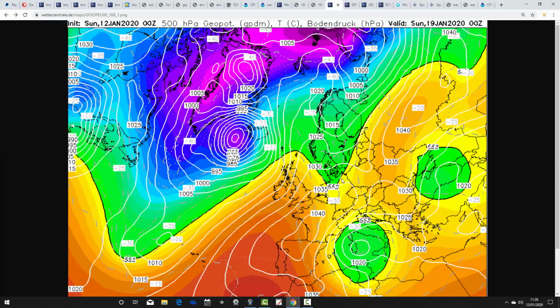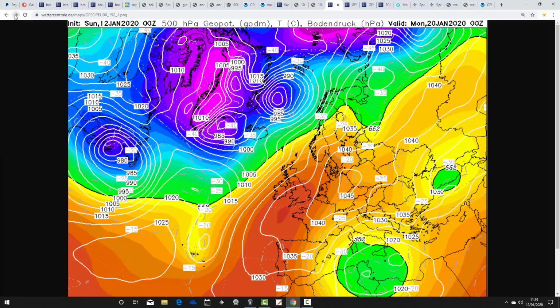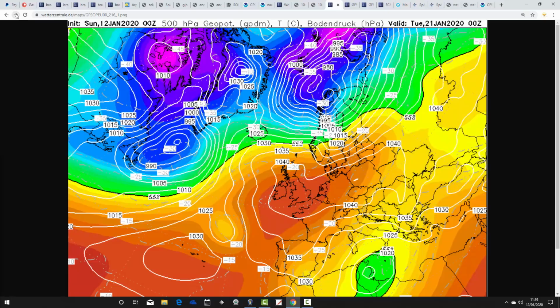Next weekend, here comes this build of pressure. It takes a while to build it up, but it does dry things out for England and Wales. Still perhaps a bit unsettled, even at the weekend, for Scotland and Northern Ireland. Winds are up from the southwest, so initially this is a mild ridge of high pressure. Early into the following week, so this Monday 20th of January, this high pressure increasingly builds to our south and east.